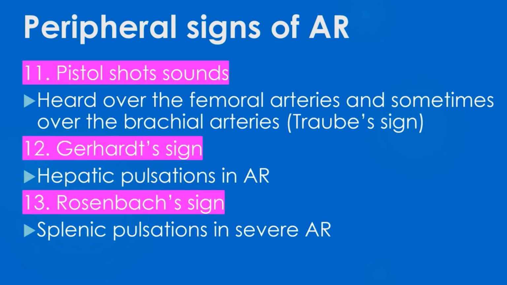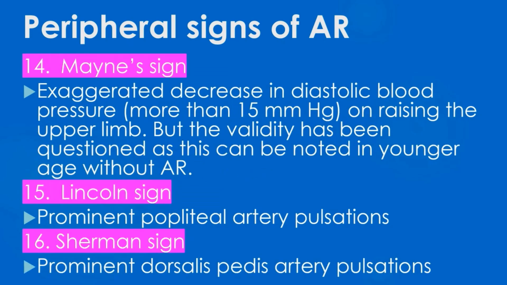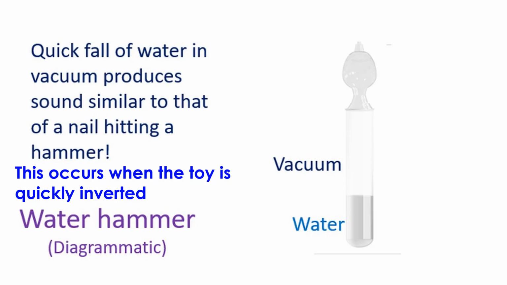13. Rosenbach sign: splenic pulsations in severe AR. 14. Mayne sign: exaggerated decrease in diastolic blood pressure of more than 15 millimeters of mercury on raising the upper limb, but the validity has been questioned as this can be noted in younger age without AR. 15. Lincoln sign: prominent popliteal artery pulsations. 16. Sherman sign: prominent dorsalis pedis artery pulsations.